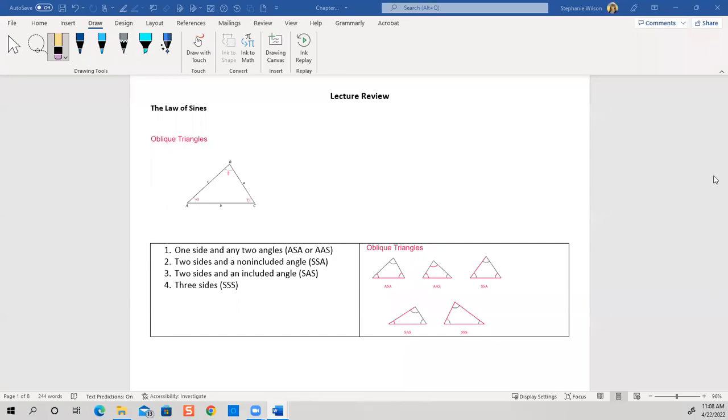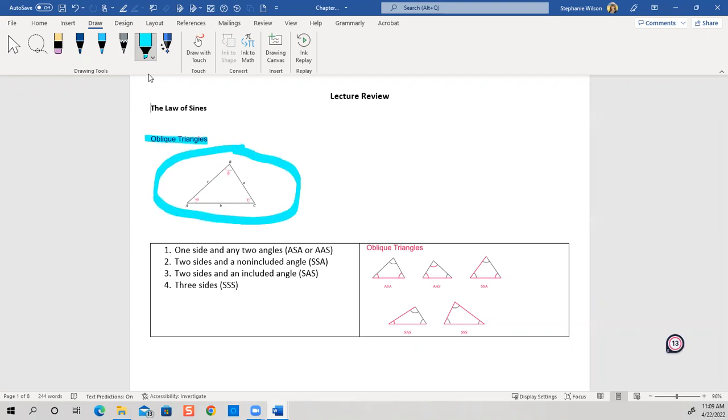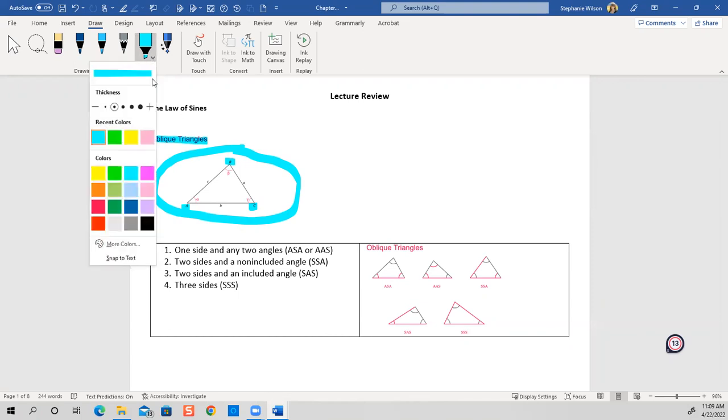Law of sines. The first thing I want to talk about on law of sines is the oblique triangle. As you notice here, this oblique triangle is written in this format to show you this corner is capital A, capital B, capital C. Now, we're going to talk about what's going on inside of it.